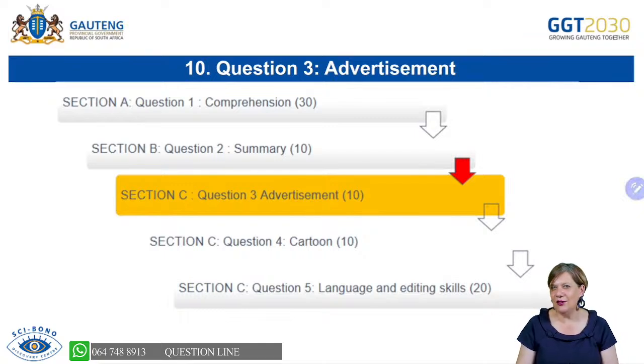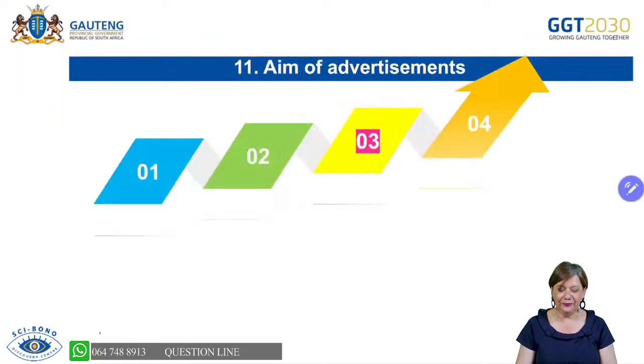So let's move over to question 3. We started with a summary, and now it's the advertisement for 10 marks. I'm sure you know the aim of advertisements. You've been working with them for so long. And by now, you are a critical reader of advertisements. But let me remind you again of the AIDA principles.